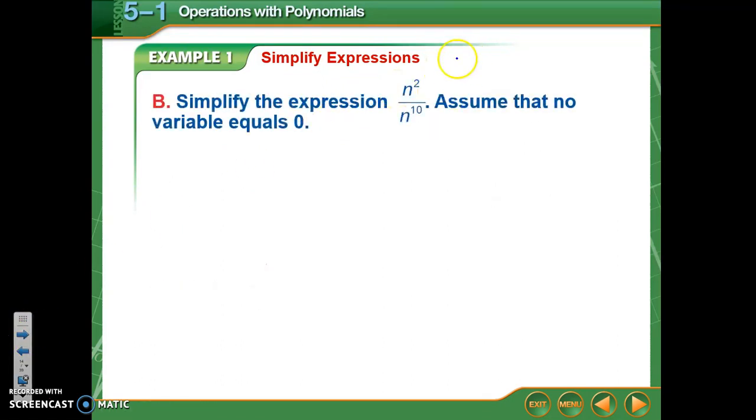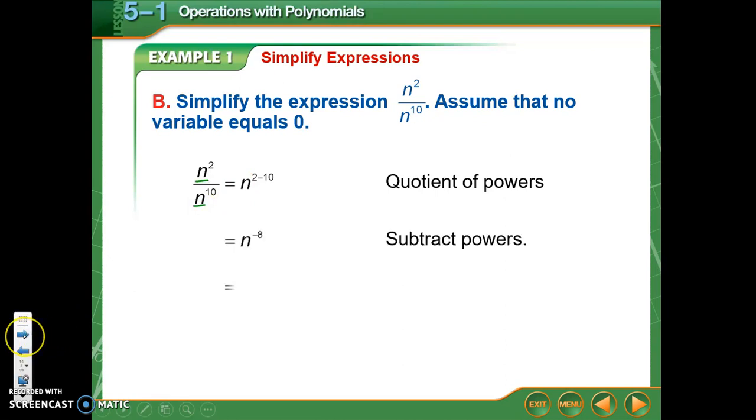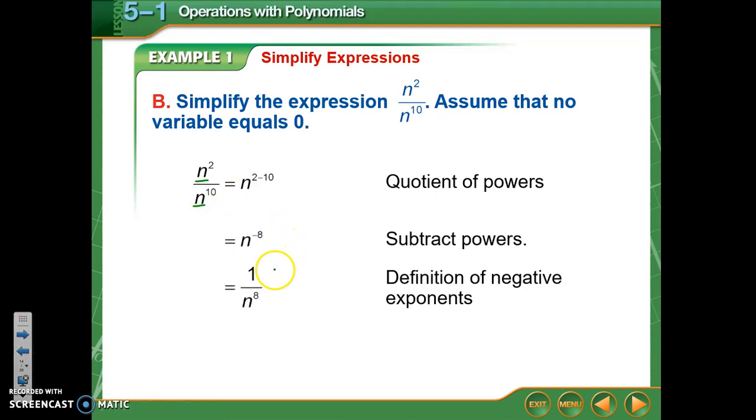All right, part B, I have n squared over n to the 10th. So what we're going to do here, we could write it out, but we're going to use our property for the quotient of powers. So I'll do the exponent in the numerator minus the exponent in the denominator because my bases are the same. These are both n. So I have n to the 2 minus 10, which gives me n to the negative 8. If I simplify that negative exponent, that's 1 over n to the 8th. That would be my final answer.